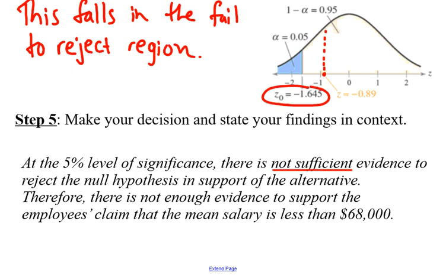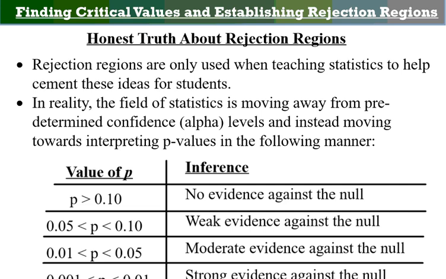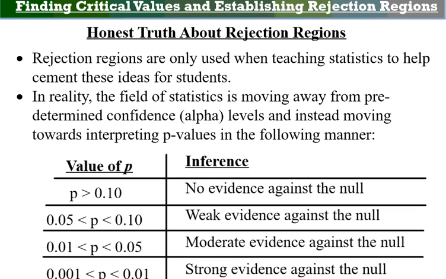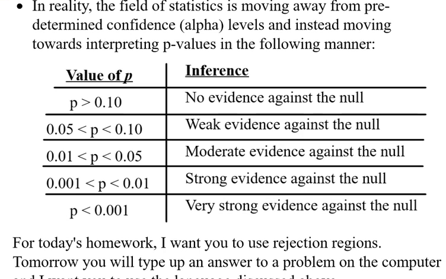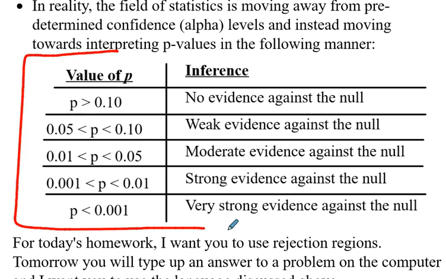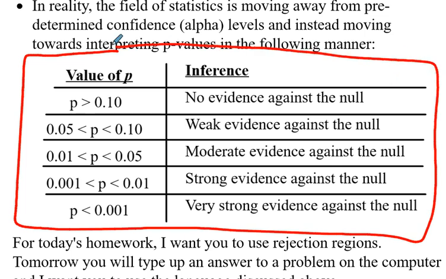You run it, and you compare to see if you're in the rejection region or not, if you're above or below the critical z-scores. The honest truth, though, about rejection regions is they are really only used when teaching statistics to help cement the ideas that we've been talking about. In reality, we always find a p-value. We find the corresponding probability, and we're actually moving away from using confidence levels, and instead moving towards interpreting p-values in the following manner. And I have this in the classroom, right in the front of the room. So this will always be there for you, but we're going to practice interpreting p-values.